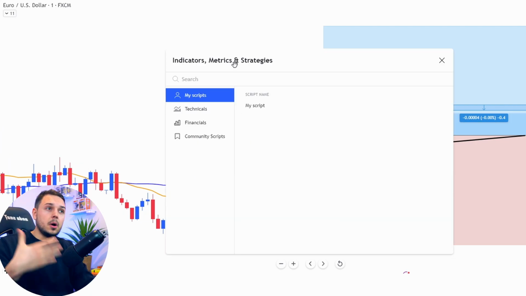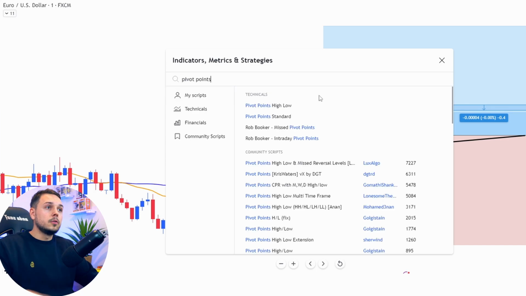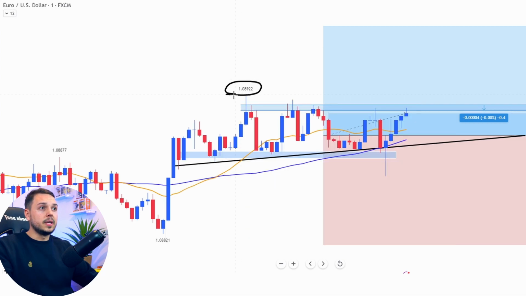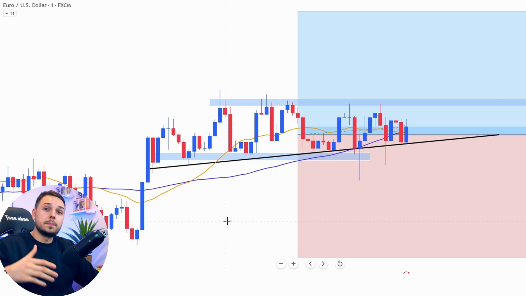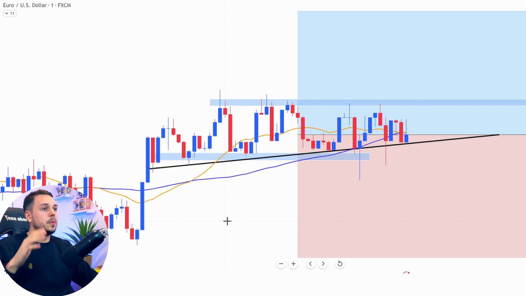Now, sometimes you might not know where your support and resistance is, especially if you're new. So I highly recommend using pivot points. If you use pivot points high and low, you're gonna have these little numbers over here which tells you the exact price of the pivot points, so you can then decide where you want to be placing your resistance and support levels.